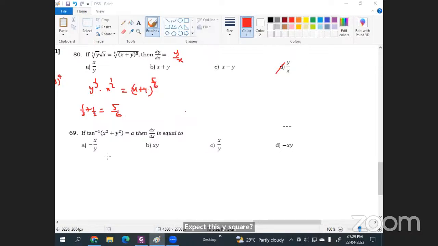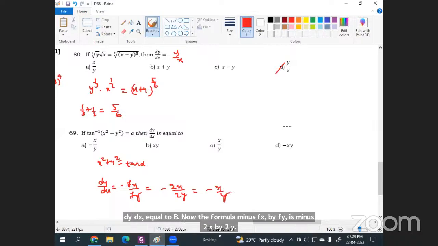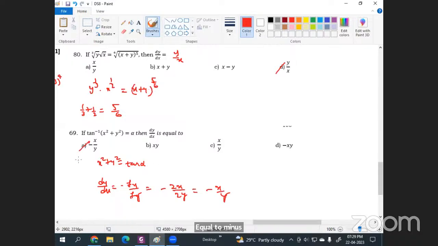Good. tan inverse of x square plus y square equal to alpha, then differentiate with respect to x. Now take tan to the other side: x square plus y square equal to tan alpha. Right? Then dy by dx equals, we know the formula, minus fx by fy, is minus 2x by 2y equal to minus x by y. That's it. So the first option is the right option. Next.